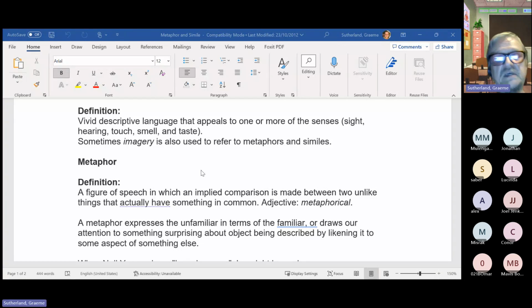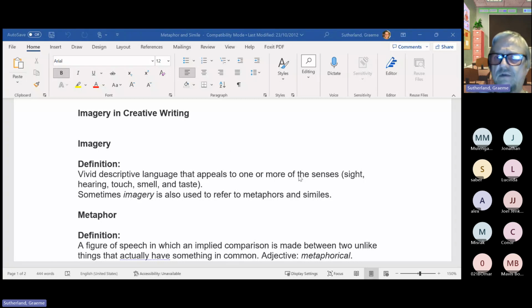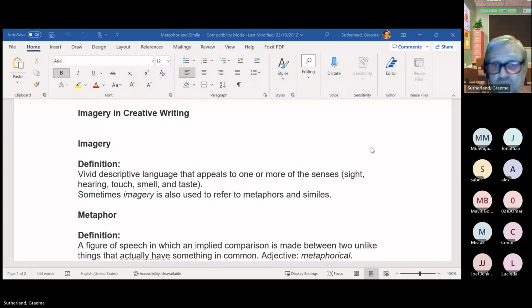So one of the key ways that you can create images in the reader's mind is to use metaphor or simile. Now, can anybody tell me, what does metaphor and simile have in common? What do they both do? Both of them are comparison. That's absolutely right. Yeah, well done. They are comparisons. You're comparing the object that you are describing, and it could be a person, it could be a place, it could be a thing, to something else in order to bring some kind of flavor from the comparative thing that you've used.